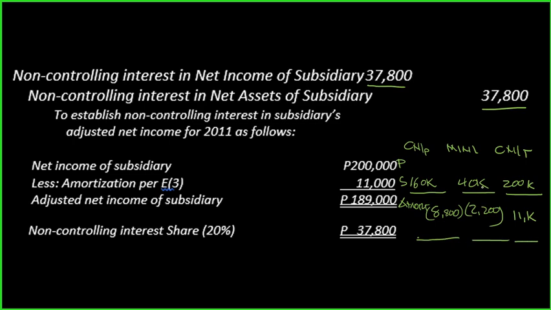Okay. Magkano minority interest mo? 40 minus yung share niya sa allocation, ay amortization na 2,200, 37,800. That's your, ayan. If you add this to, this is your equity on subsidiary net income, if you're using equity method.